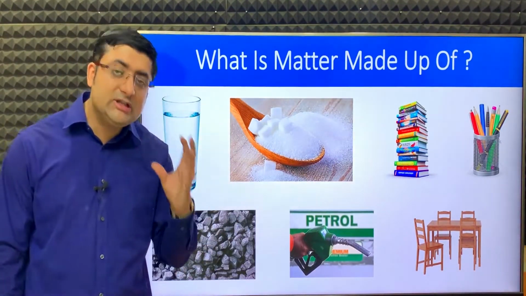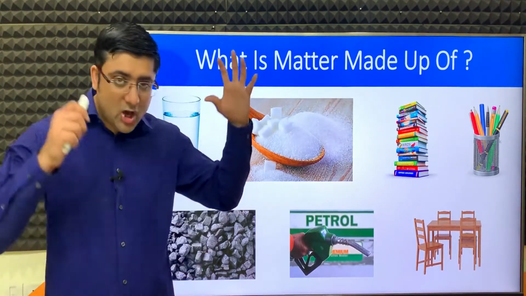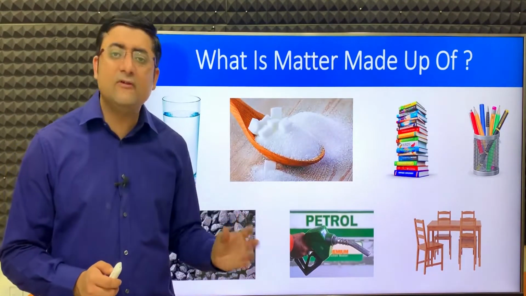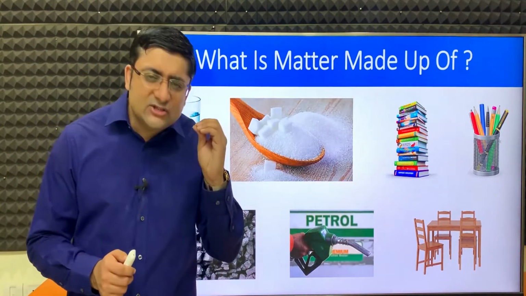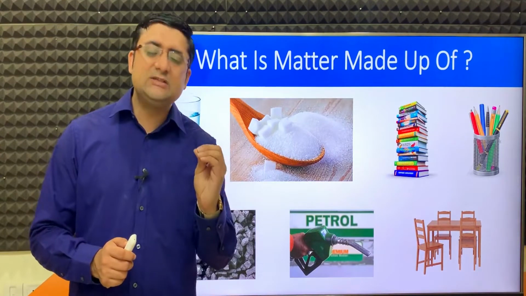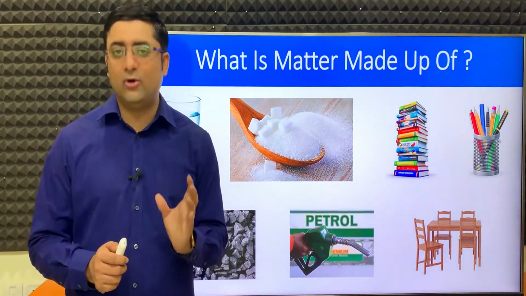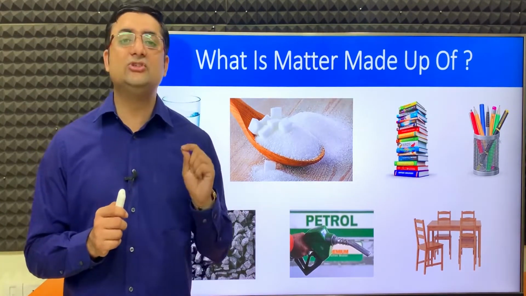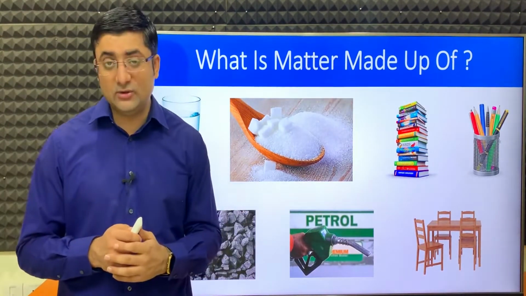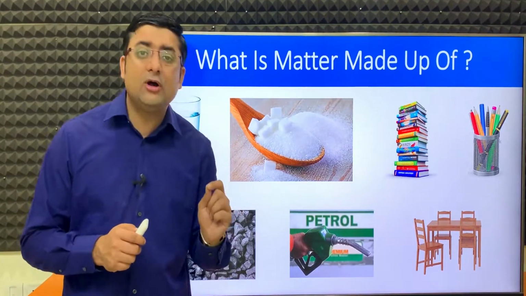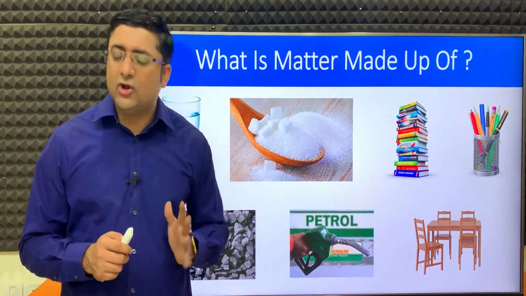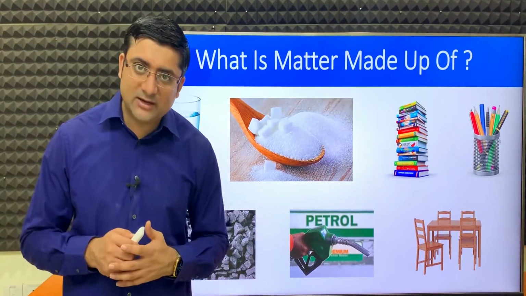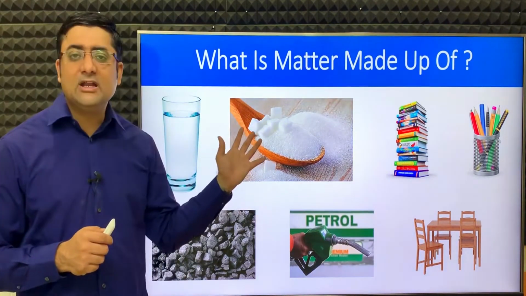Is this clear? So the answer is all matter, no matter how big or small it is, no matter what color it is, what material it is made up of, ultimately it is made up of extremely small particles, and these particles are known as atoms or molecules. So I repeat, all matter is made up of extremely small particles which are known as atoms or molecules, and these particles are so small that we can't even see them with a microscope. No matter how powerful microscope you have, you cannot see these particles. That is how small these particles are. Is this clear?